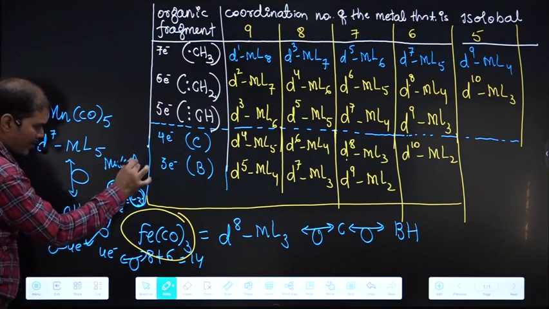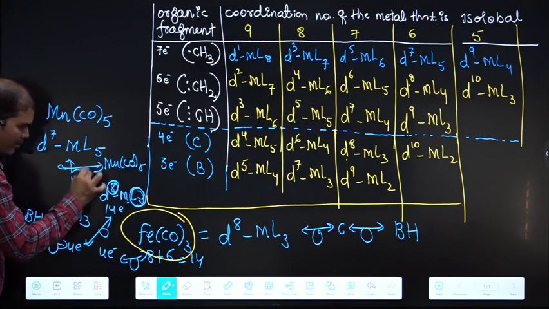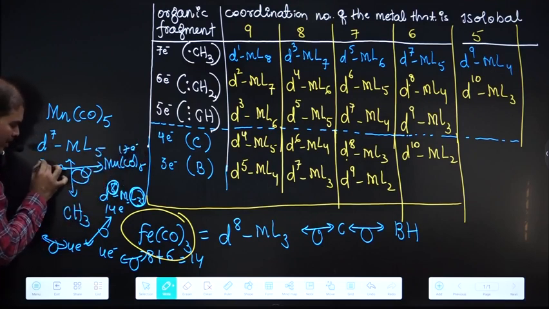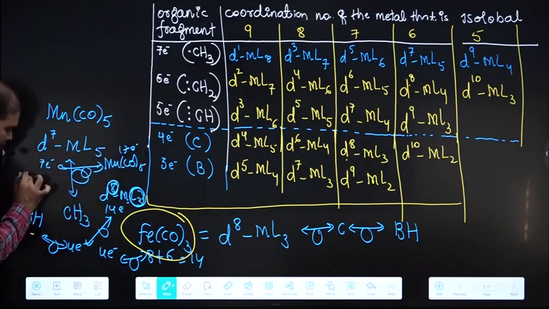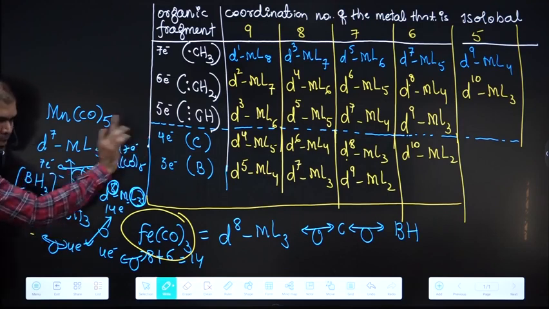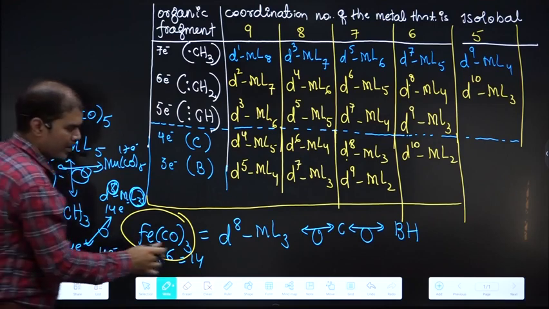Suppose they have given you MnCO5. It is isolobal to which BH unit? It is a 17 electron system, so it should be equivalent to a 7 electron system. I take a BH. How many electron system is it? 4. So if I add BH3, 3 plus 3, 6 plus 1, 7. Or I may take a BH4 unit. Getting my point? So this table will help you in that case. Okay. Just take down the table.